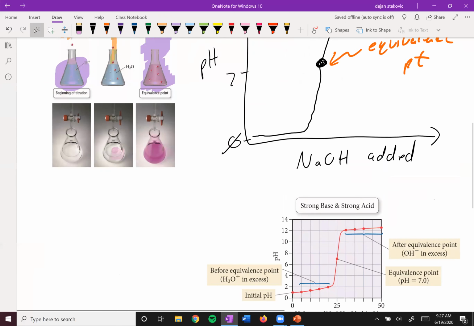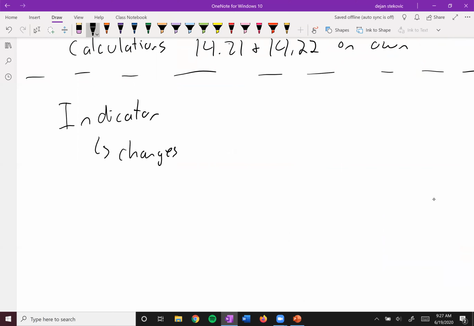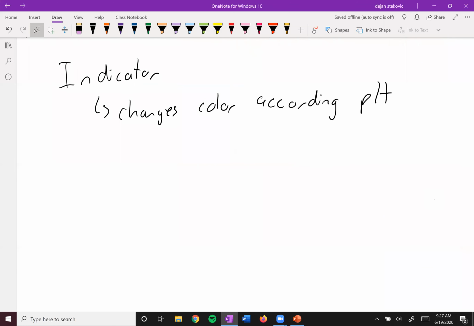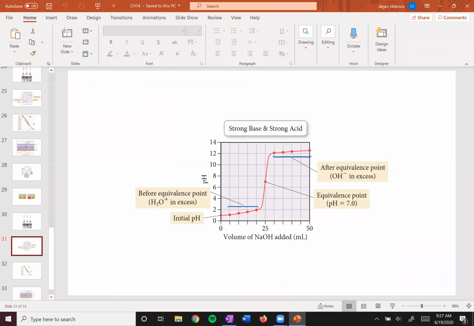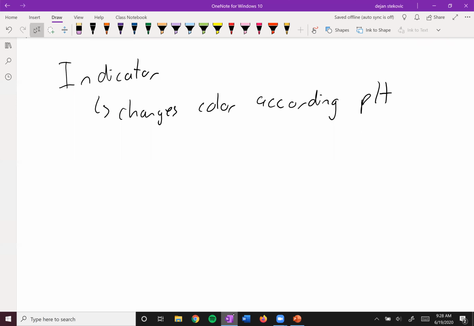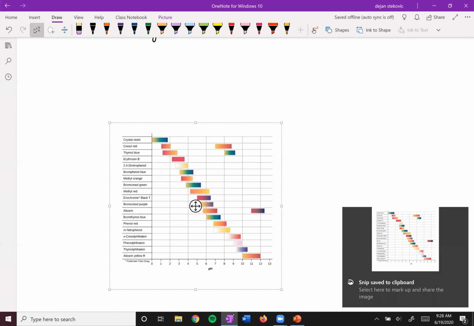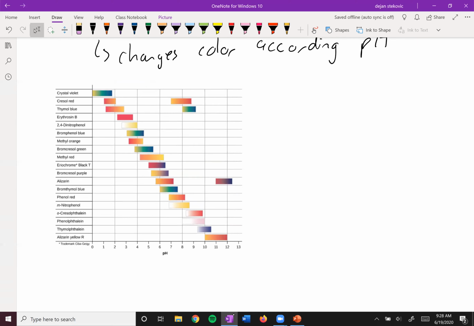And so one question you might have is why does this color change occur? That's because we added something called an indicator. An indicator is something that changes color according to the pH. So when it's at a certain pH, it's one color, and then beyond that pH, it's a different color. So you can have all kinds of different types of indicators that will indicate different pH ranges and have different colors. If you're interested in whatever range, you just want to pick an indicator that's appropriate.